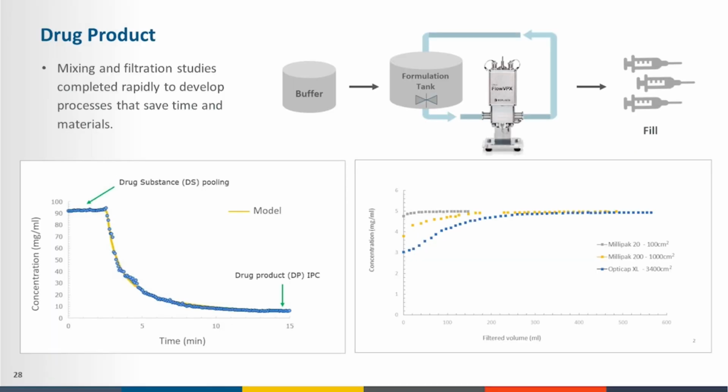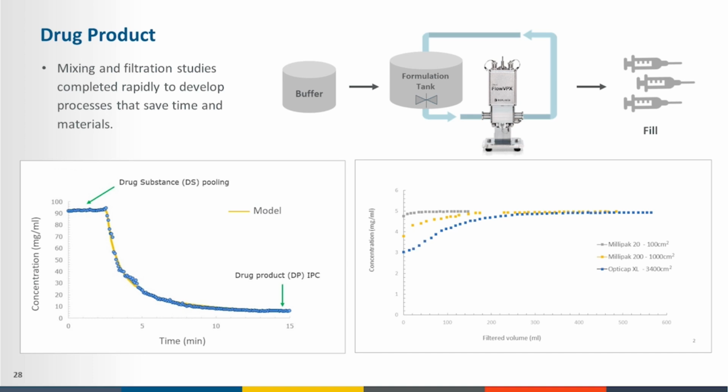Finally, we'll talk about the drug product. So after you've completed your bulk drug substance and you've used the FlowVPX to hit your target exactly, someone else is going to take that DS and they're going to dilute it down and put it into vials or syringes to go off to the customer. In this example, the FlowVPX is put in a recirculation loop with the formulation tank, and the target concentration is hit by monitoring the concentration as it's being diluted.